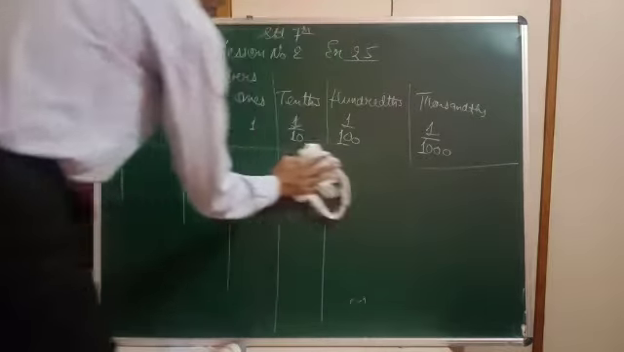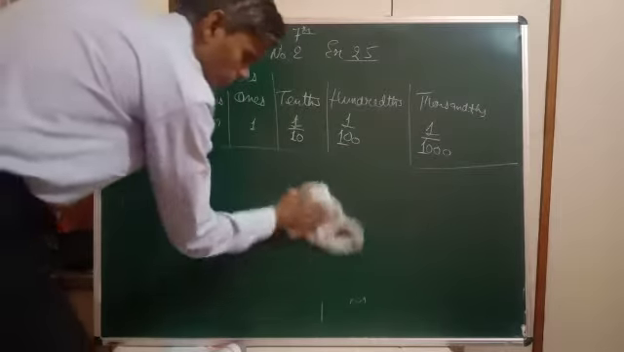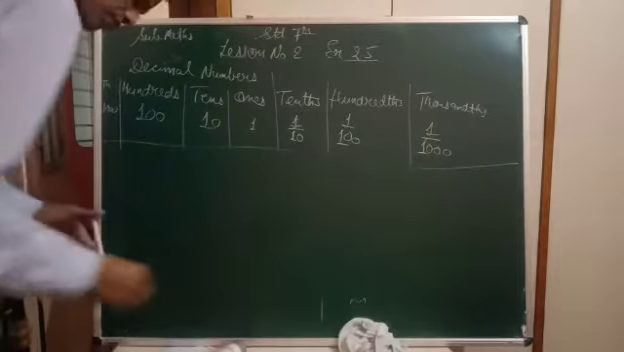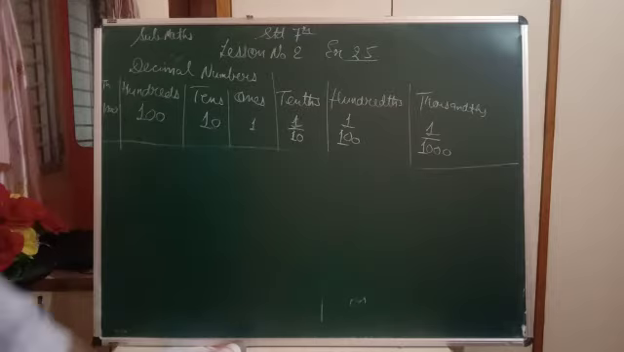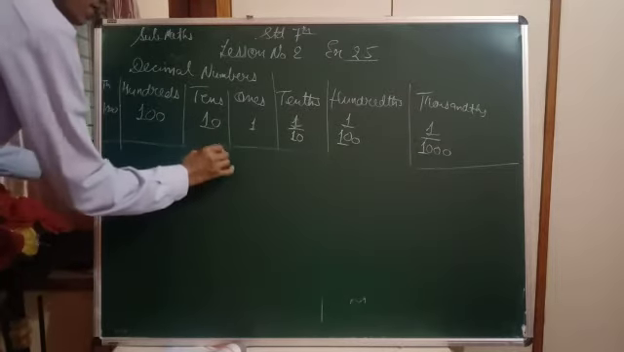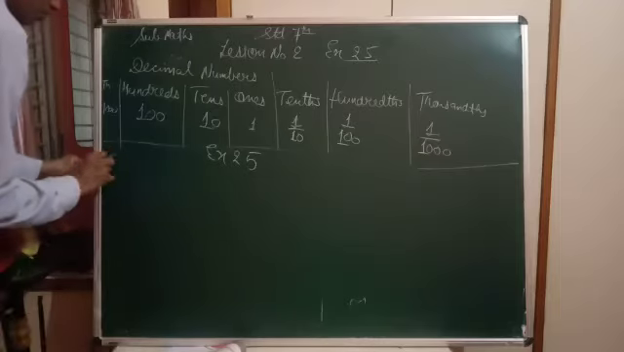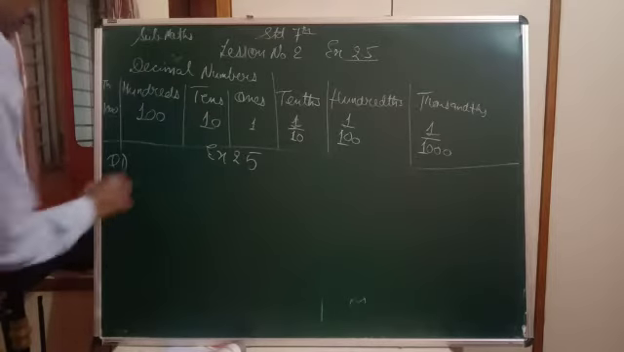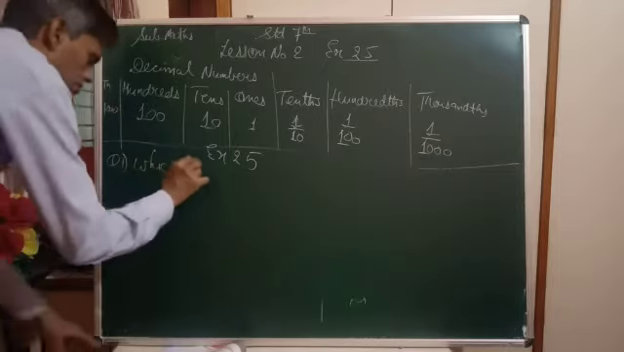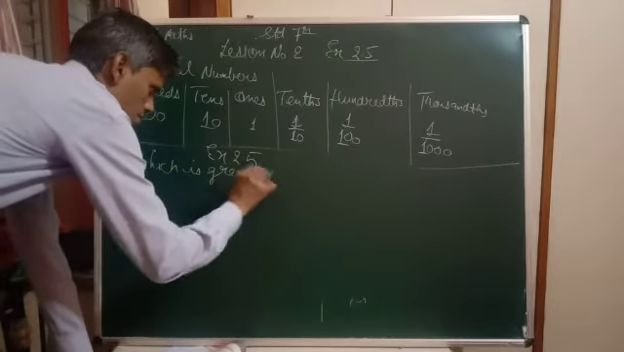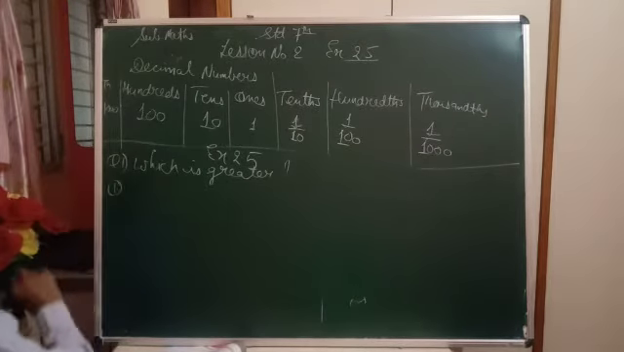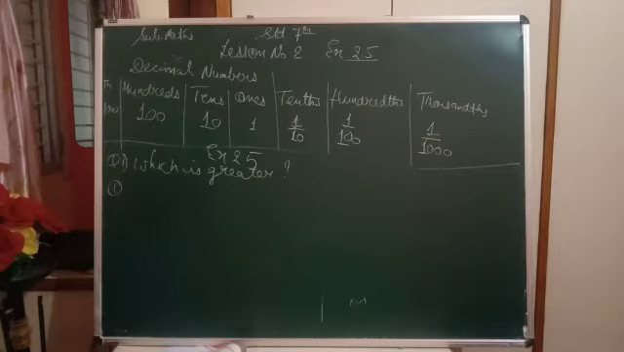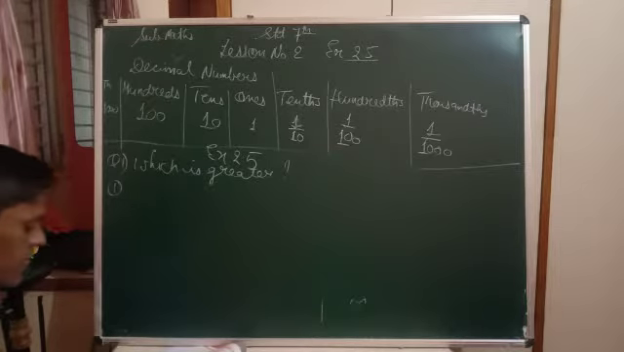Now we have to compare. Now we will do today exercise 2.5, and in this exercise we'll see some questions. Question number 1. Which is greater? See, the number which comes on the right hand side is smaller, and the number which comes on the left hand side is bigger. That we have to think.